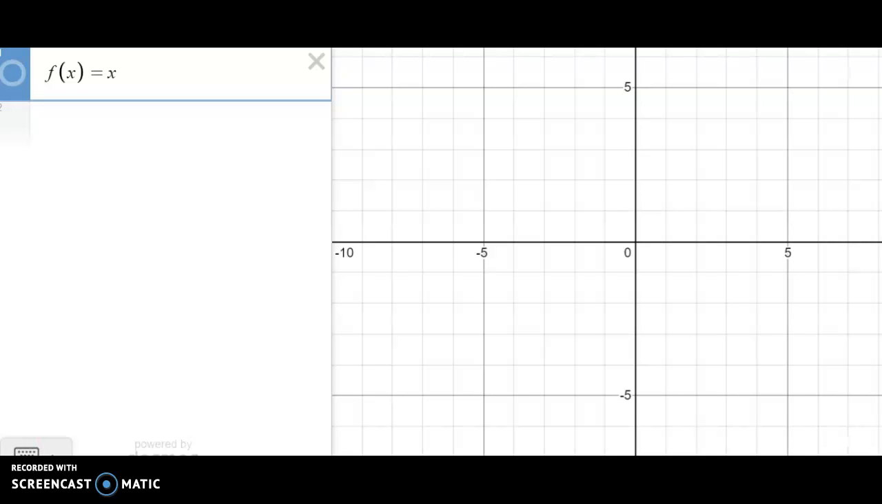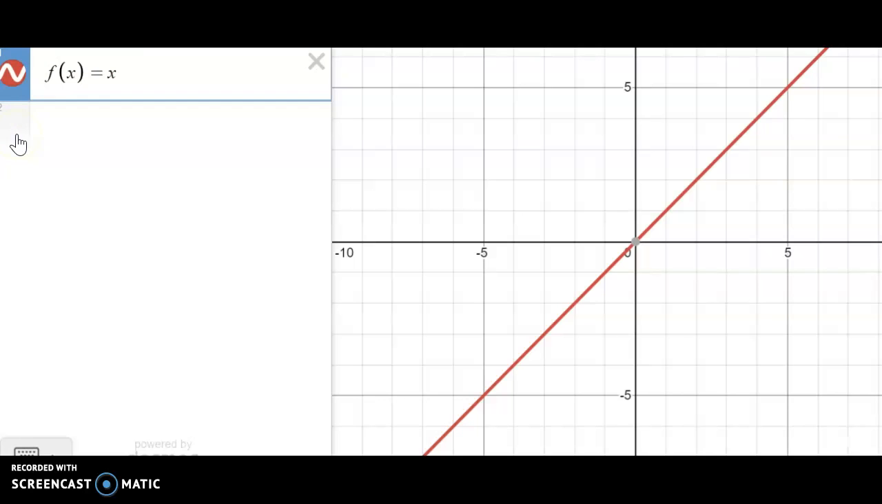So first, I want to talk about a parent function. The parent function is the very first linear equation ever made, which is just x. As you can tell, it is in red in this graph. I even have the equation over here on the left-hand side.